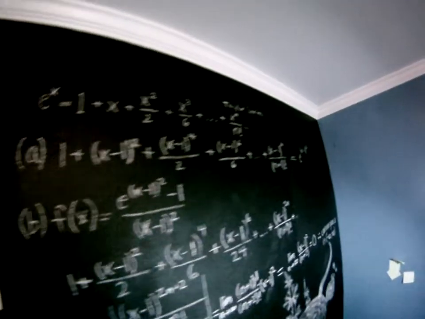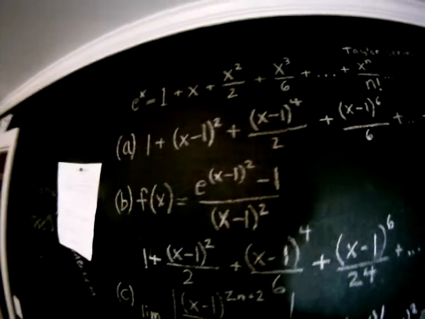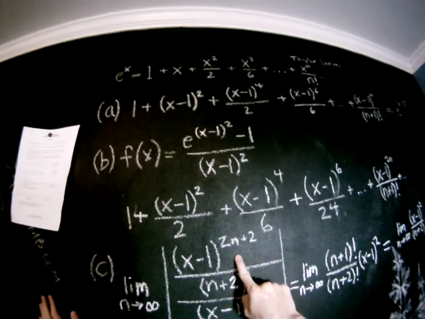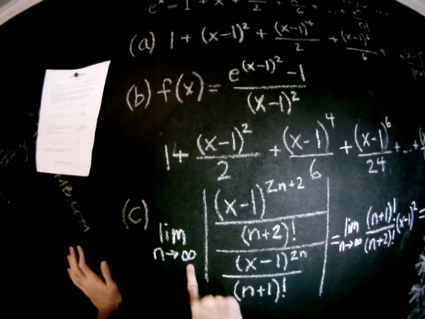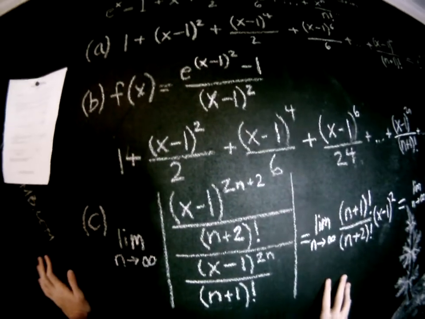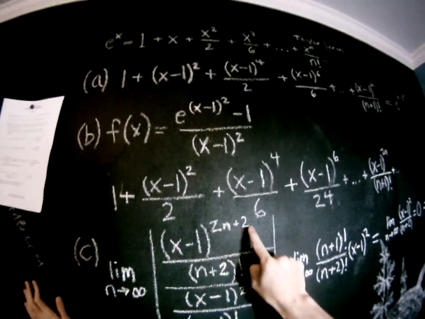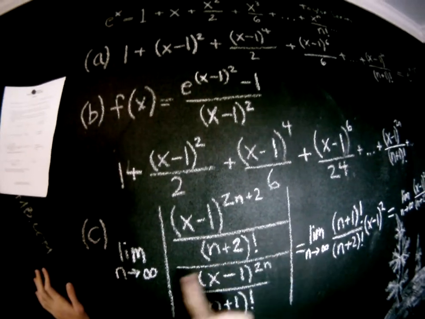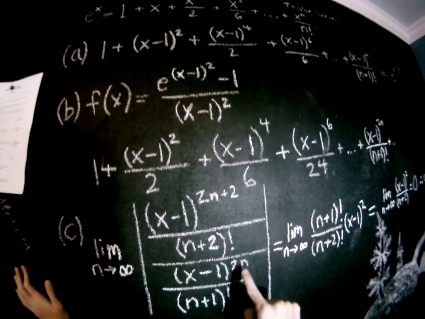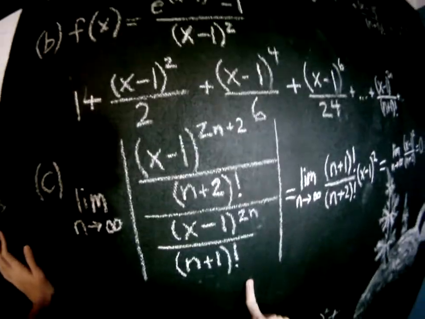Part C says to use the ratio test to find the interval of convergence for the Taylor series found in Part B. So we take this general term and you plug in n plus 1 for every n. And it's the limit as n goes to infinity, absolute value. So you have (x minus 1) to the 2n plus 2 all over (n plus 2) factorial, all over (x minus 1) to the 2n over (n plus 1) factorial.